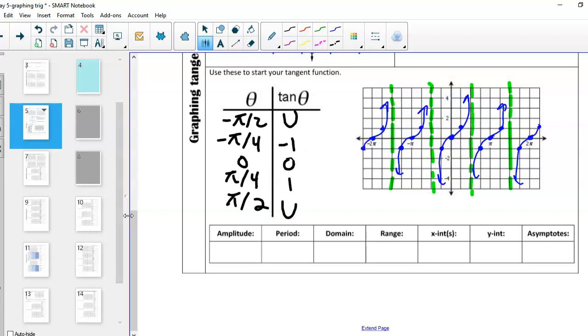What's the amplitude? None, because it doesn't have an amplitude. None, NA, does not exist, whatever you want to put there. So every time you see that, none, the number in front will change, and then you'll want to put a number there, but that's not right. The period for this one, if we're looking that it goes between negative pi over 2 and pi over 2, that's really pi. So when we're finding the period for tangent, we're using pi over b now instead of 2 pi over b.